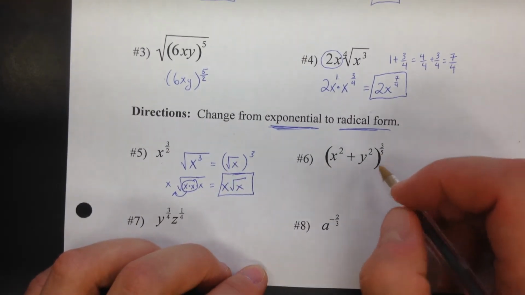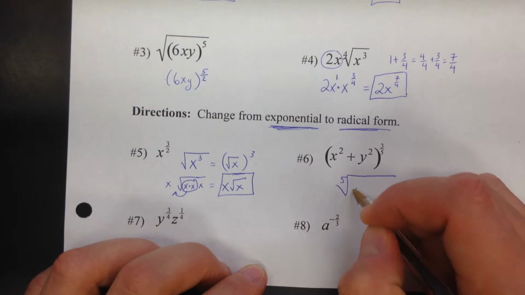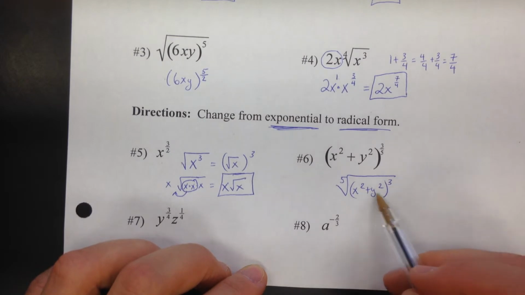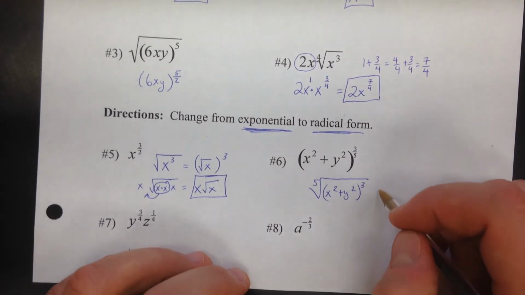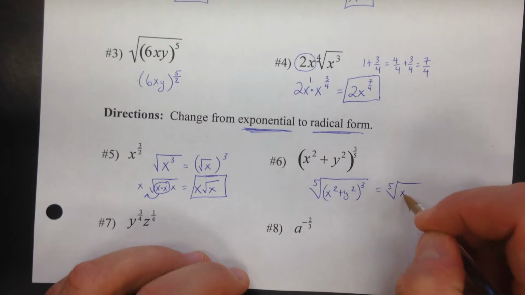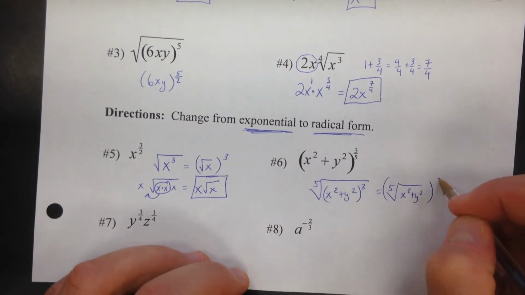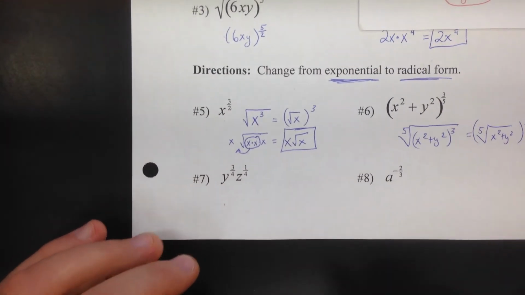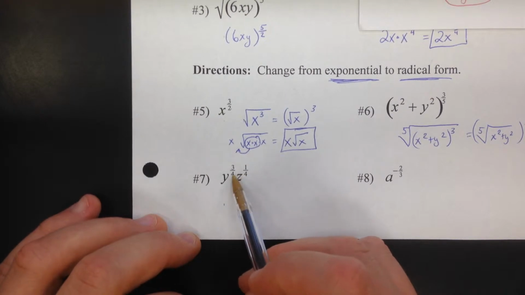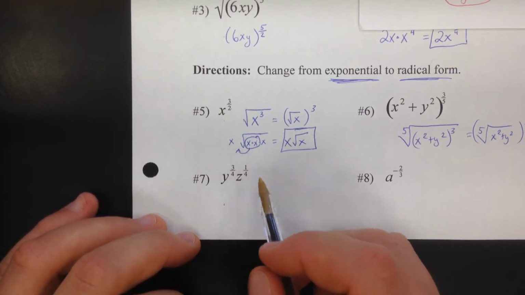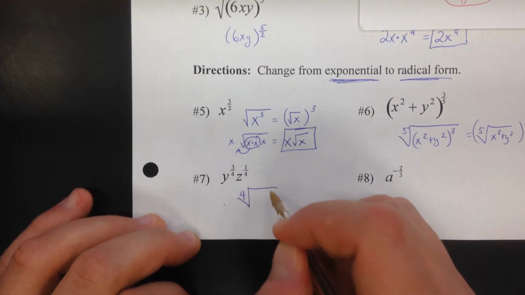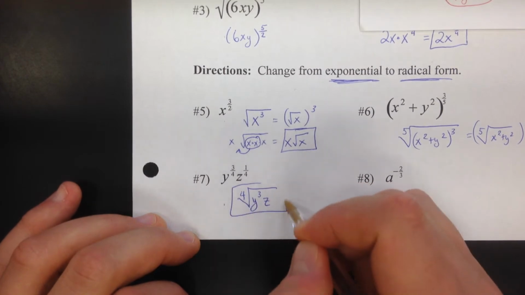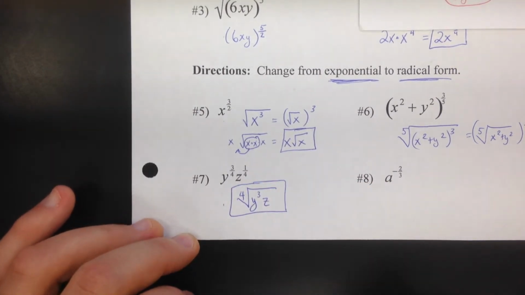Number 6, this would be the 5th root of x squared plus y squared raised to the 3rd power. All of that raised to the 3rd. Again, we could just write that as the 5th root of x squared plus y squared raised to the 3rd outside parentheses. They're the same. Number 7, let's write that as one radical. Now notice that both are 3/4 power, 1/4 power. So the index is 4. So we get the 4th root, that's y to the 3rd, z to the 1st. And that's a radical form.